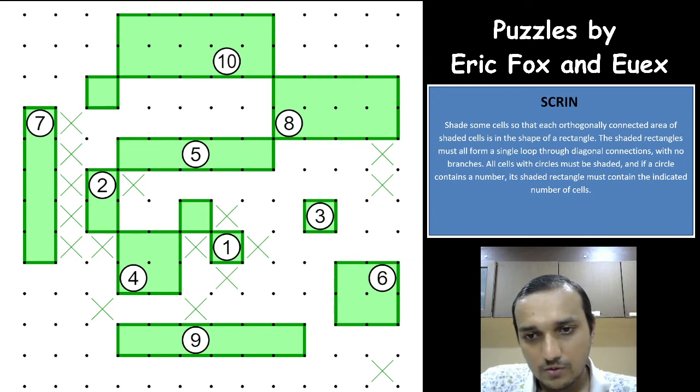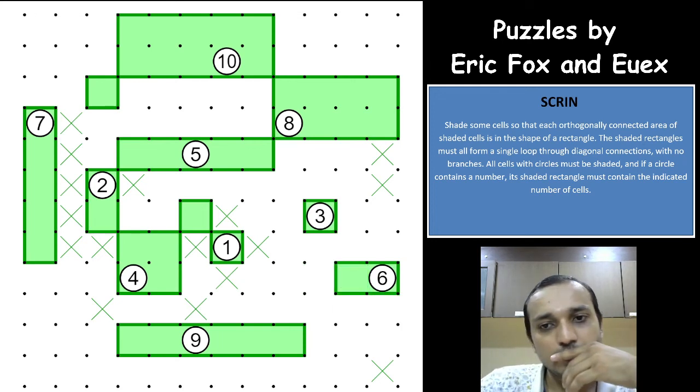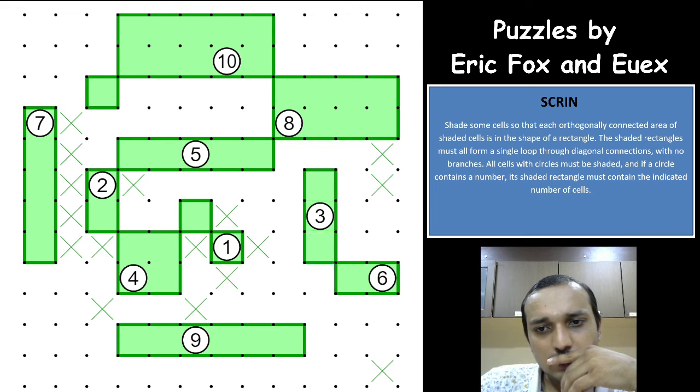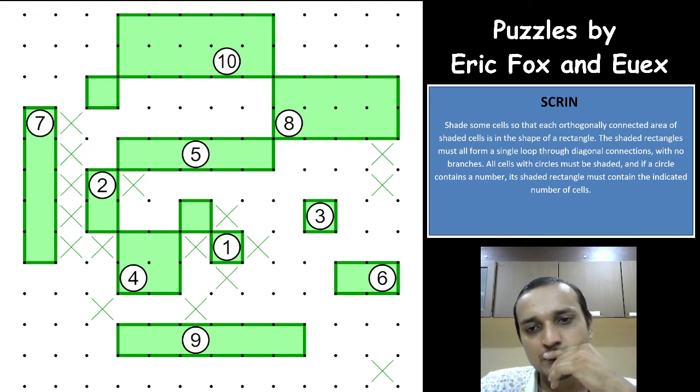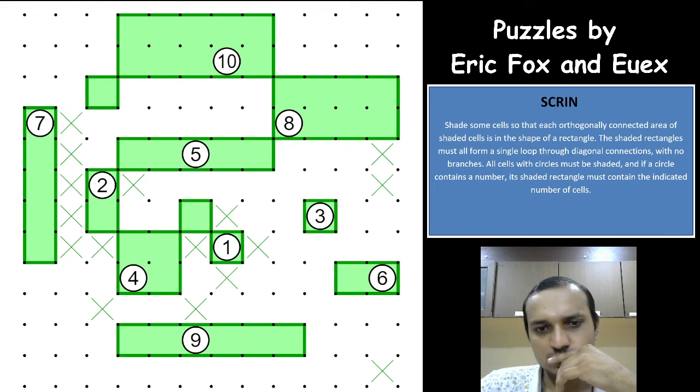Okay, so 3 cannot be vertical, because 6 can be fulfilled. Okay, it cannot go 2 cells up, because then you won't have connection here. So at least 1 cell would come down.